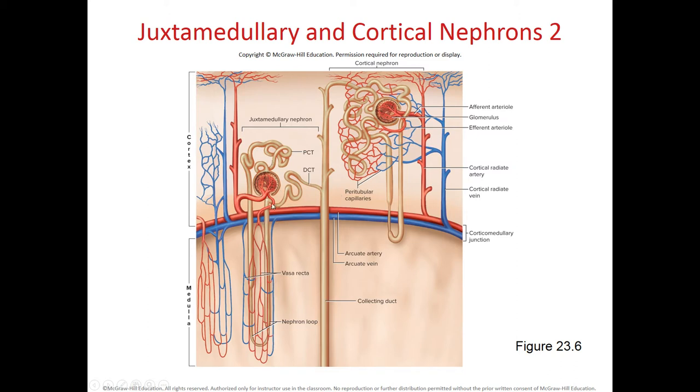And then this juxtamedullary nephron, which is close to the medulla, has long loops like this one that you can see here. And running next to these loops, we have these blood vessels that we call the vasa recta. So this area is the cortex and this is the medulla. And these cortical nephrons, one of the functions is to produce urine. And these juxtamedullary nephrons, they produce urine too, but they help to concentrate the urine.